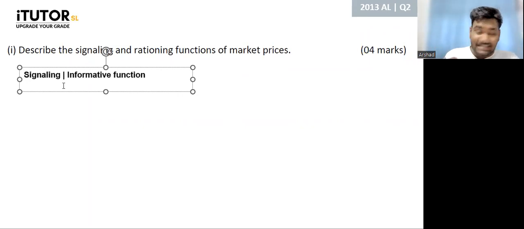So what you can say is, the signaling function or the informative function of price is where price provides useful information to consumers and producers in order to make a consumption or a production decision. For example, if the price of a product is very high, it gives a signal to the producer. Why can the price of a product be high, guys? Maybe there is a huge demand for that good, but there is not much of a supply. So it gives a signal to the producer: look here, the price of this product is very high, go and supply this product.